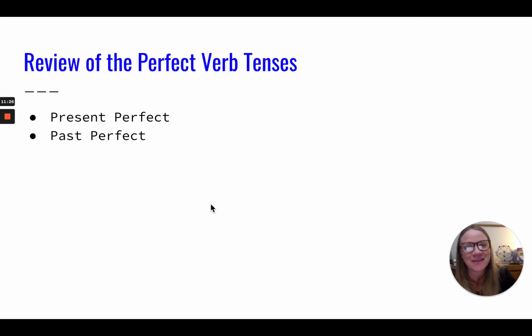Okay, lastly, I have a little review of the perfect verb tenses that we've talked about so far. So before this, we had learned present perfect. And in this lesson, we learned past perfect, right? So we're going to review these 2 verb tenses in the next few slides.